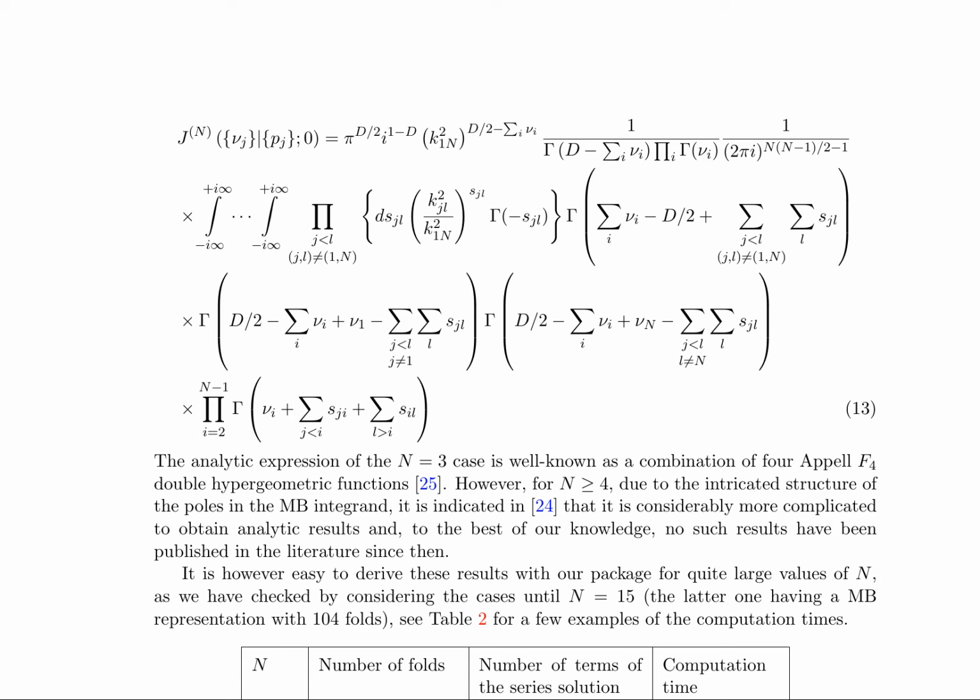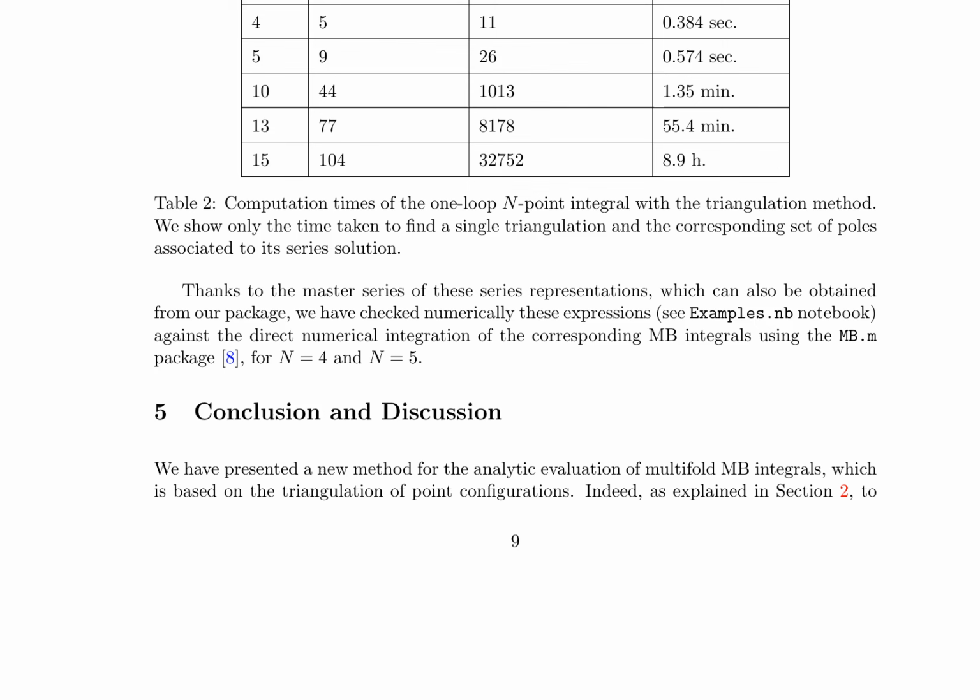For n equals 3, the analytic expression is well known and can be expressed as a combination of 4 Appell F4 double hypergeometric functions. However, for n greater than or equal to 4, the intricate structure of the poles in the Mellin-Barnes integrand makes it challenging to obtain analytic results. Despite this, the author's package allows for the derivation of these results for large values of n, as demonstrated by the computation of cases up to n equals 15.